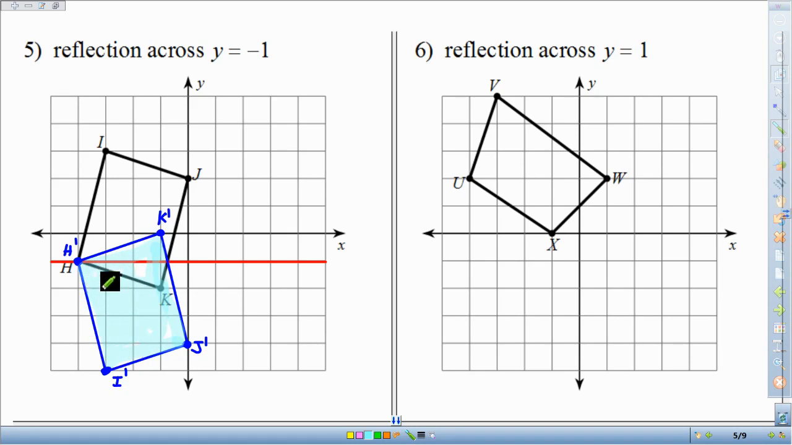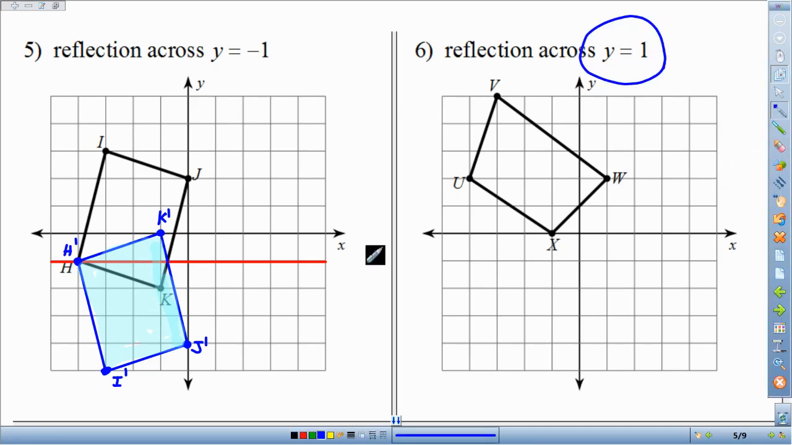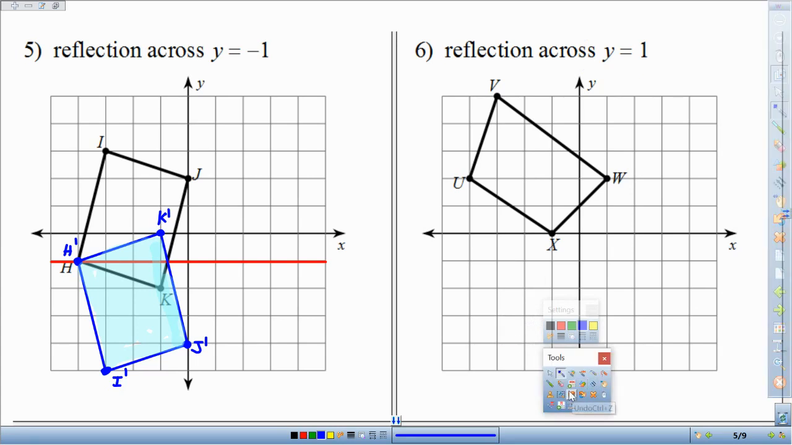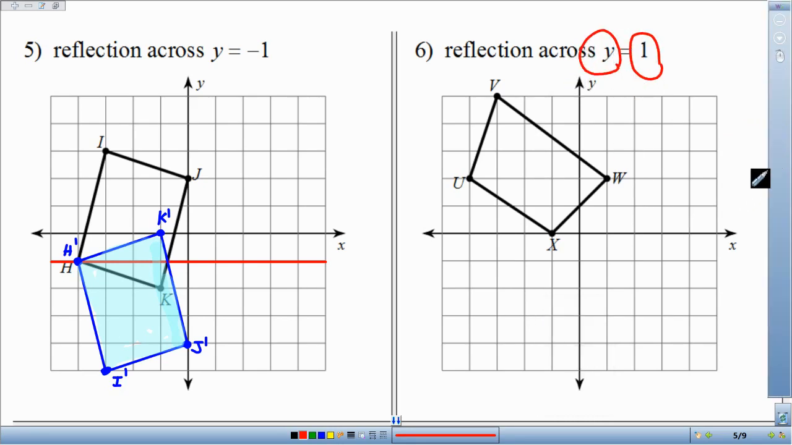All right, so yeah, there's the idea. So I'm gonna have you guys go ahead and try number 6 out. This one's asking you to reflect across the line of y equals +1. Okay, go ahead and draw that line, reflect your points. Okay, so the big question on this is, where is the line of y equals +1? Well, again, it is a line that goes through the y-axis at +1.